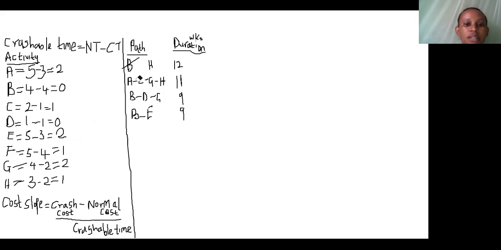Here we had activity F and then activity H. So we are saying that activity F, we have exhausted it in terms of we can't crush it anymore. And we now revise the period of our project. And we do this to every path that is having activity F, it's going to be affected in that its duration is going to go down by 1 week.